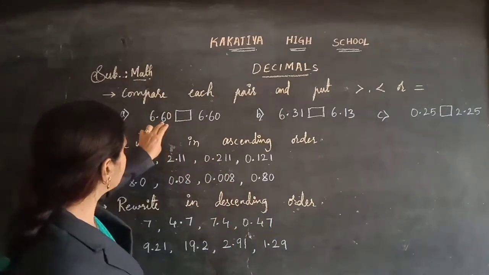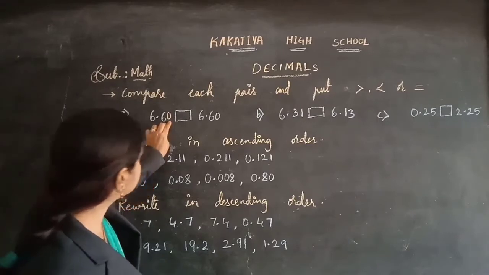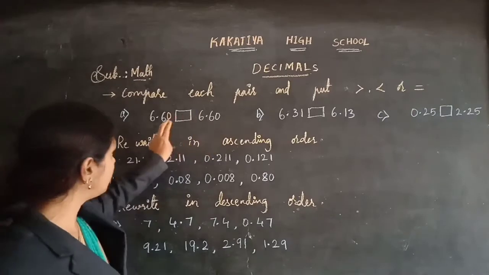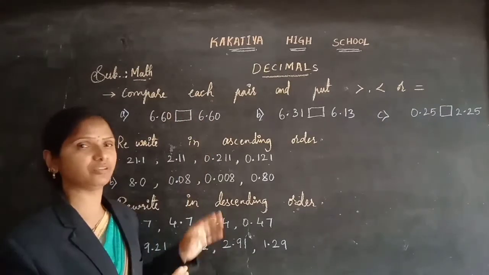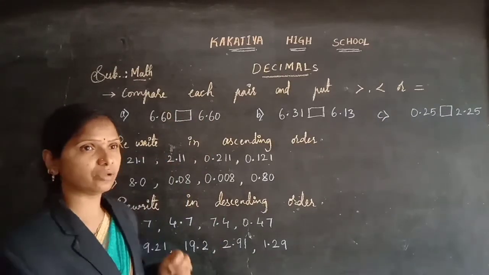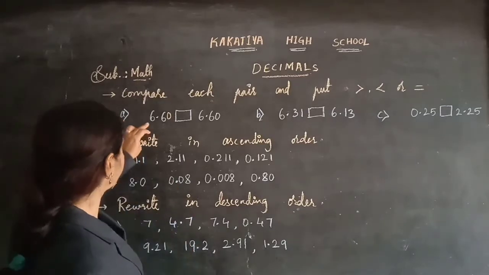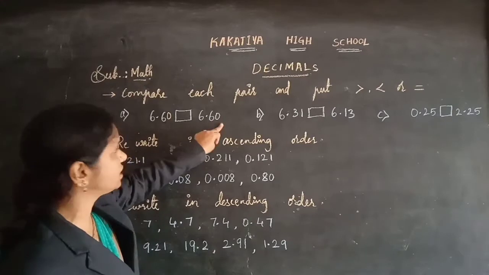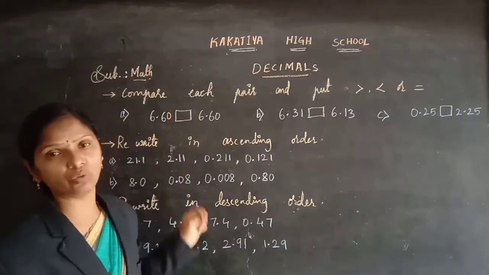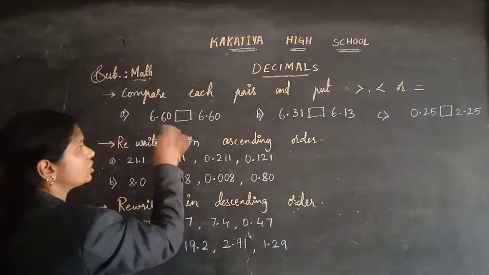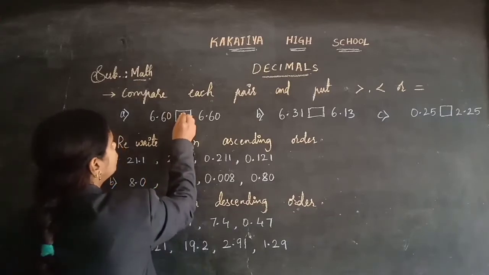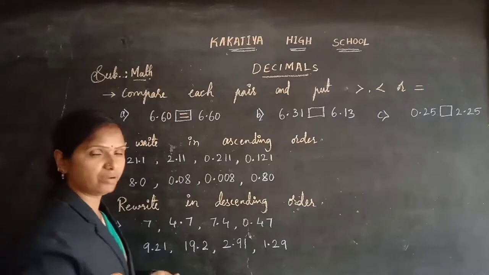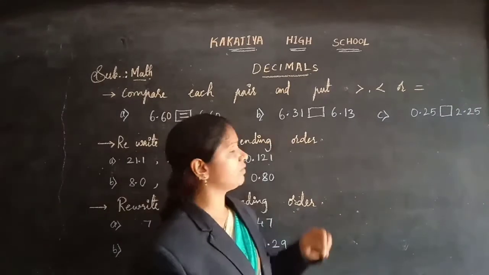Okay, why? Because here we have 2 digits after the point, and here also 2 digits. Whatever the number, the same number of digits we have after the decimal point. So these are like decimals. Now we can compare these two: 6.60 and 6.60 means both numbers are equal, children. Both numbers are same. So if both numbers are same, you keep the equal symbol between the given decimals.